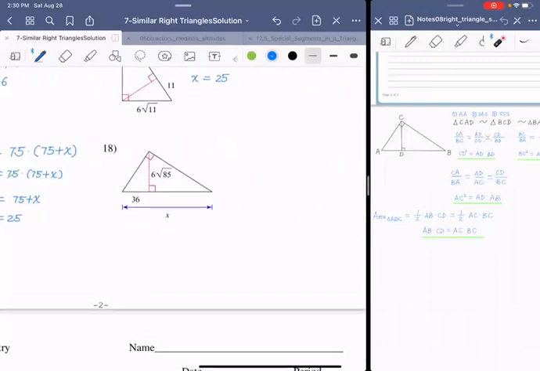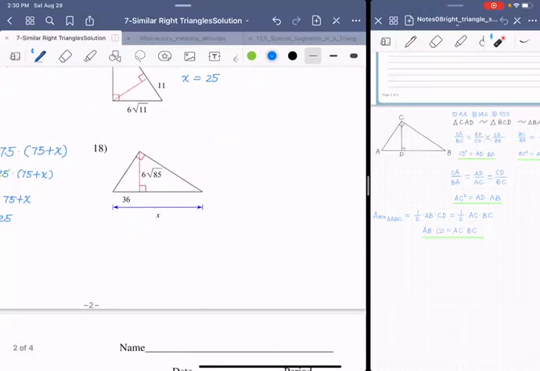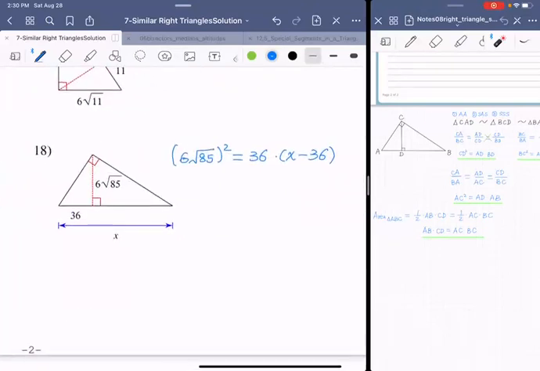Debbie, number 18. 6 times square root of 85 squared equals 36 times x minus 36. Okay. 6 squared times 85 equals 36 times x minus 36.